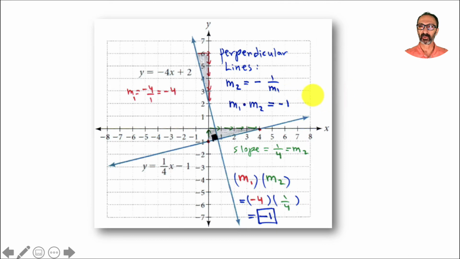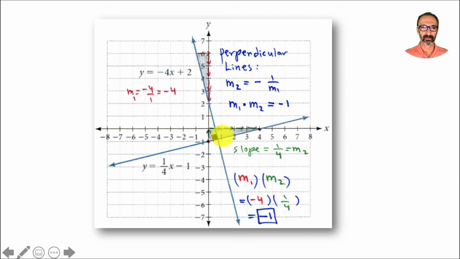In case you have perpendicular lines, the slopes are not the same. We say that they are opposite with the negative sign, reciprocal. Or if you multiply both sides by m1, I get m1 times m2 equals -1, where m1 is the slope of the first line or one of the lines, and m2 is the slope of the second line.